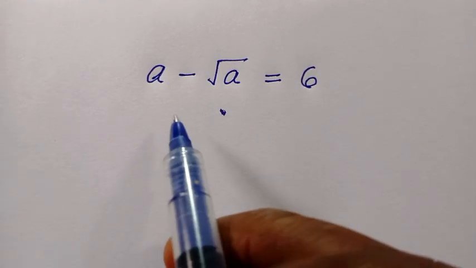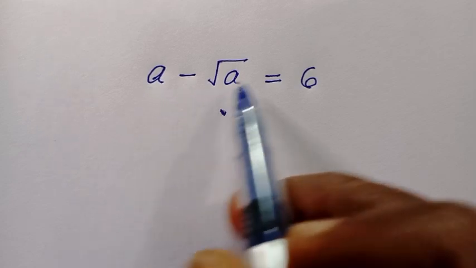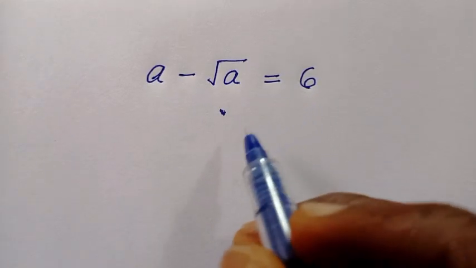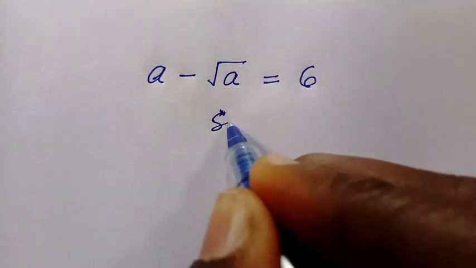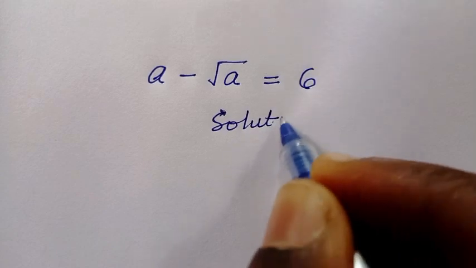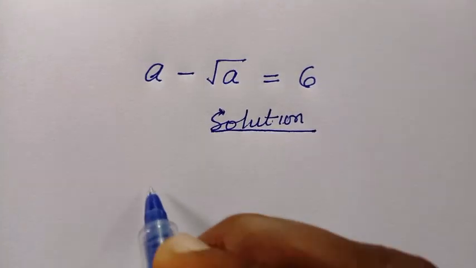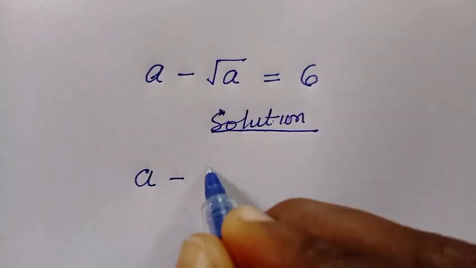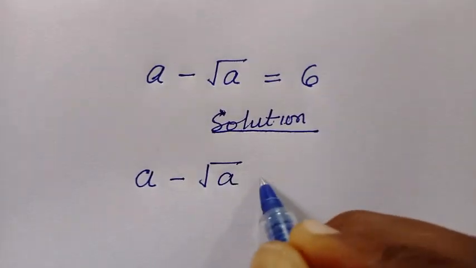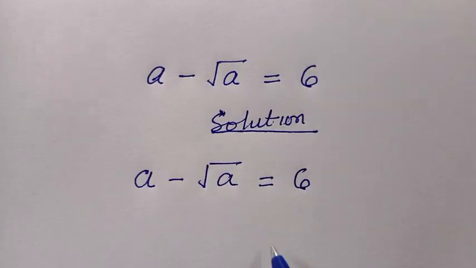How to solve this nice algebra equation where we have a minus root a equals 6. So, solution from here. From the question we have a minus root a equals 6.